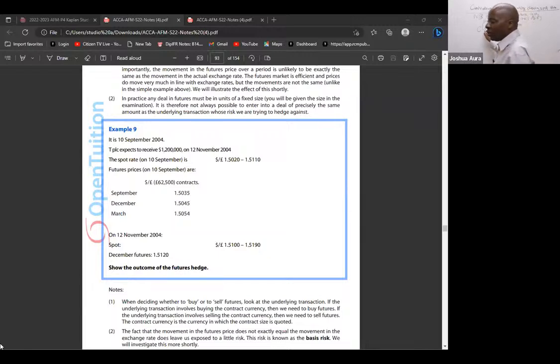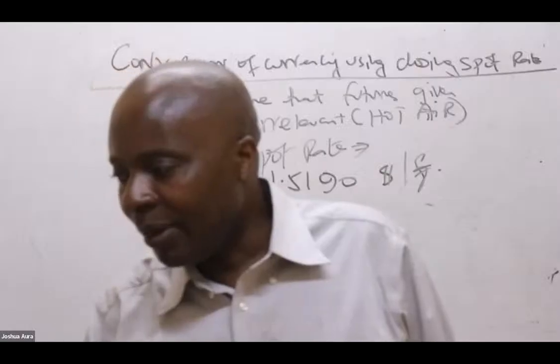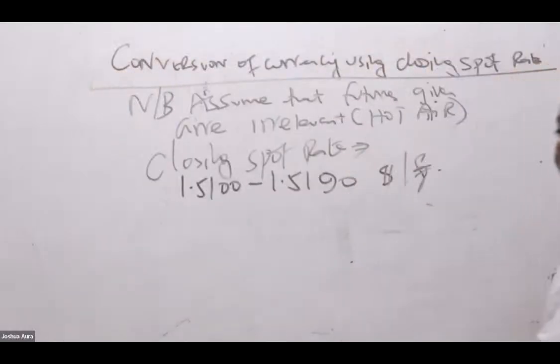The closing is 1.510 all the way to 1.5190 like that. And these are in dollars per pound. Dollars per pound.